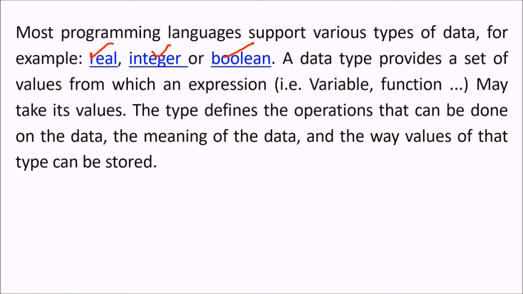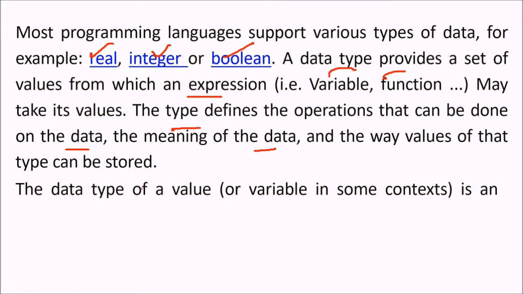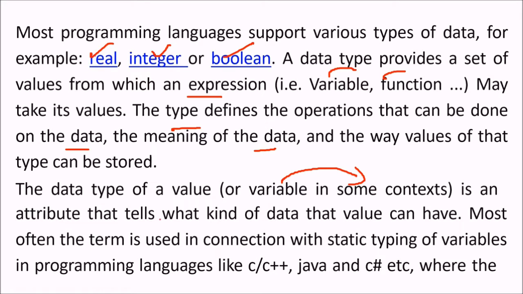A data type provides a set of values which an expression, that is a variable or a function, may take, and the type definition defines the operations that can be done on this data, the meaning of the data, and the way values of the type can be stored. So the data type of a value or a variable in a certain context is an attribute that tells what kind of data that value can have.